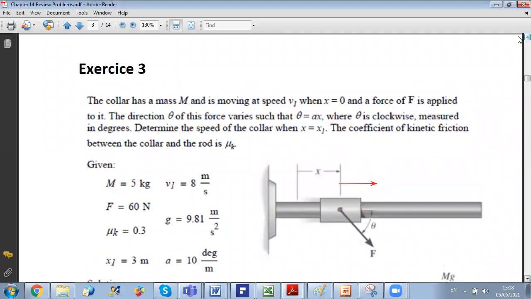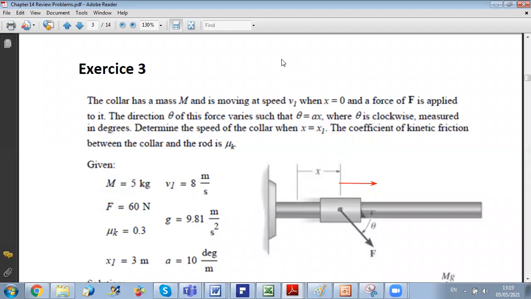So the collar here has a mass m and is moving at speed v1 when x is equal to 0. If a force F is applied to it and the angle theta is varying in a way that theta equals a times x, where theta is measured in degrees, determine the speed of the collar when x is equal to x1, knowing that the coefficient of kinetic friction between the collar and the rod is equal to mu k.